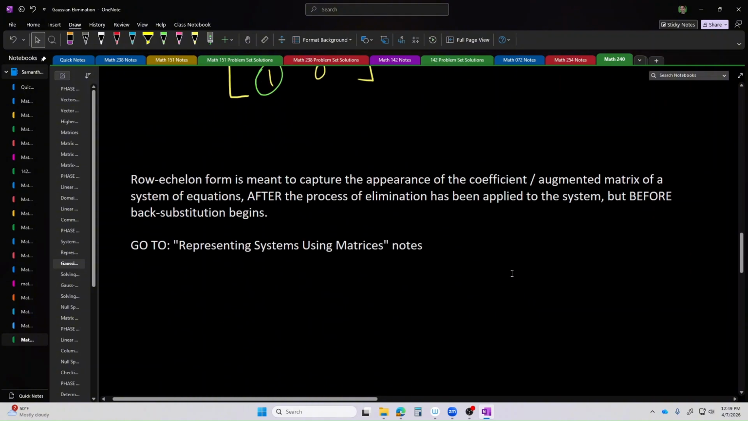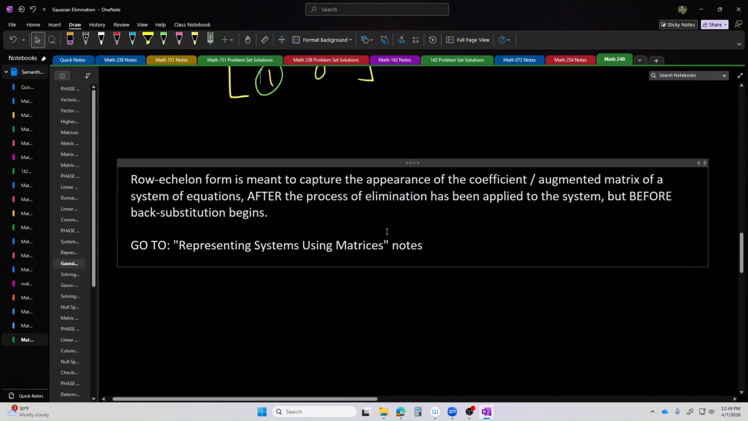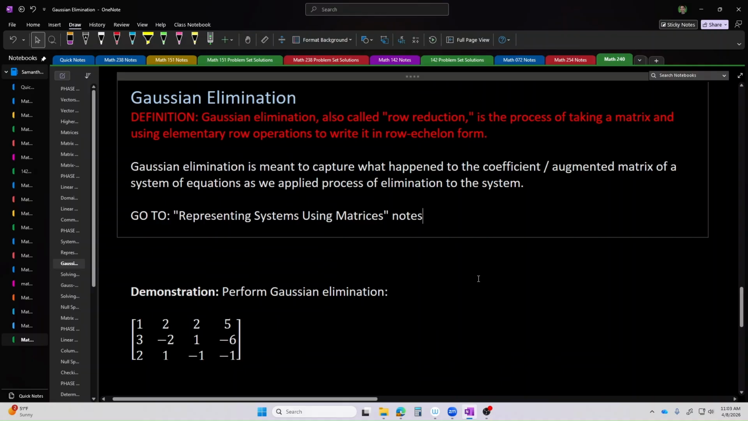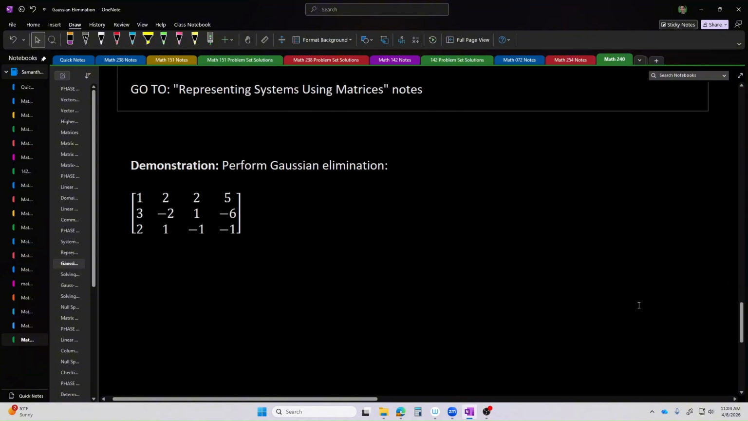Row echelon form is just trying to capture some of the properties of an augmented matrix that you get after applying the steps involved in method of elimination on the system. So let me go ahead and demonstrate the process of performing Gaussian elimination / row reduction on a given matrix.